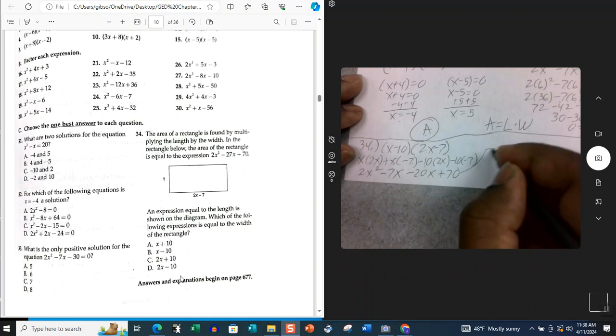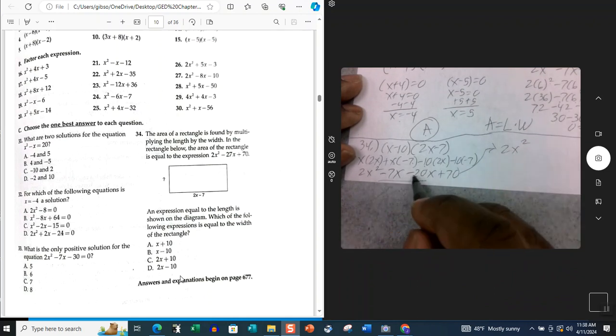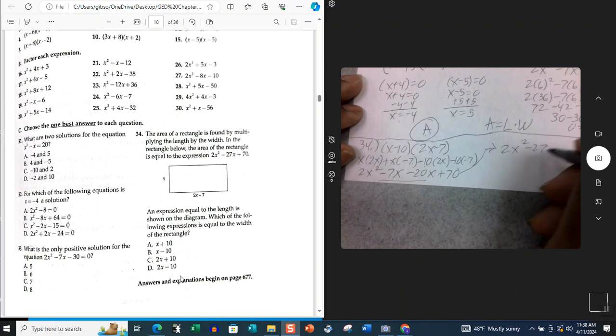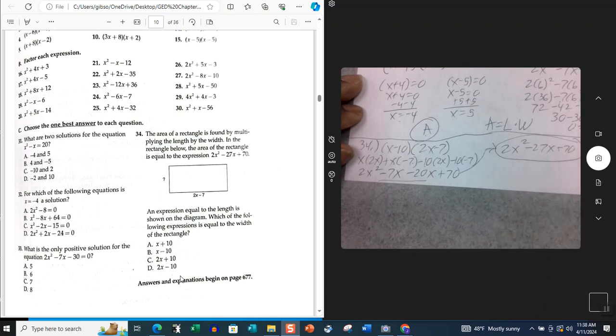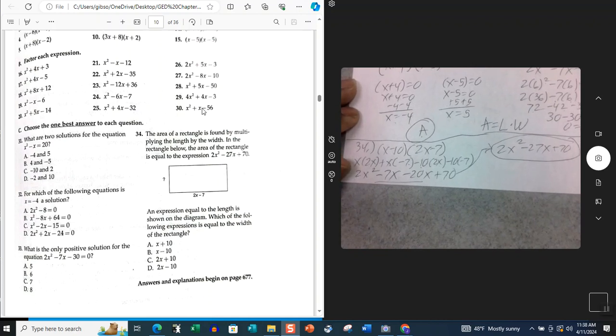Now, we combine like terms. We have 2x squared. Negative 7x minus 20x is a negative 27x. And then plus 70. And we know that is what we started off with as far as what we were supposed to solve for. So we have this, and that is why it's B. Now, you could have factored this out, and it would have told you what the other parenthesis was. Or you could have gone through and multiplied all of them until you got this 2x squared minus 27x plus 70. But the choice is yours.